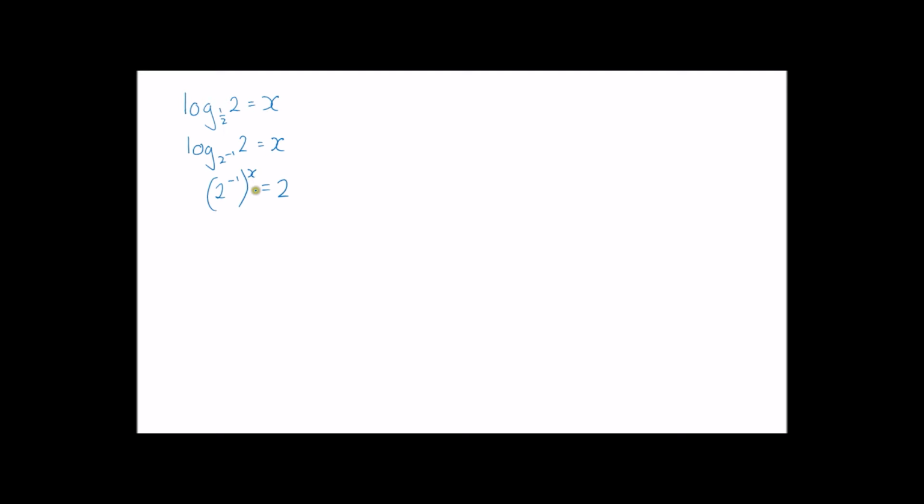Basically we could think about this in terms of index laws, where this is saying 2 to the minus 1 to the power of x is equal to 2 to the 1. And so if we're thinking about index laws, we know that these two indices are going to multiply here. So negative 1x equals 1. So therefore, in order to make that true, we find that x equals negative 1.